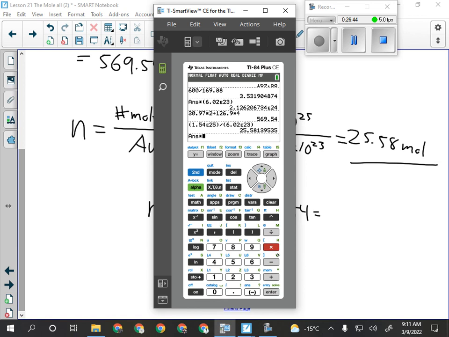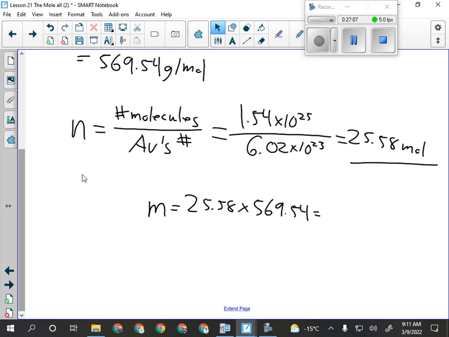Okay, so I'm taking that and I'm multiplying by that. Okay, I have 14,569.63 grams, or 14.5 kilograms worth of this stuff. That's a lot. Okay? 14,569.63.